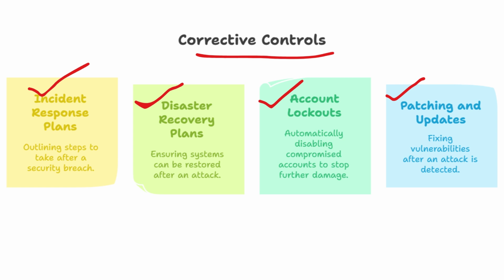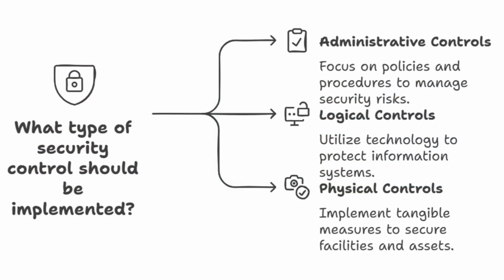Now that we understand the three types of controls, let's talk about the three main categories of controls. Security controls can be administrative, focusing on policies and procedures to manage security risks; logical, technical, such as utilizing technology to protect information systems; or physical, to implement tangible measures to secure facilities and assets. Administrative controls, the policies and procedures that keep security in check.